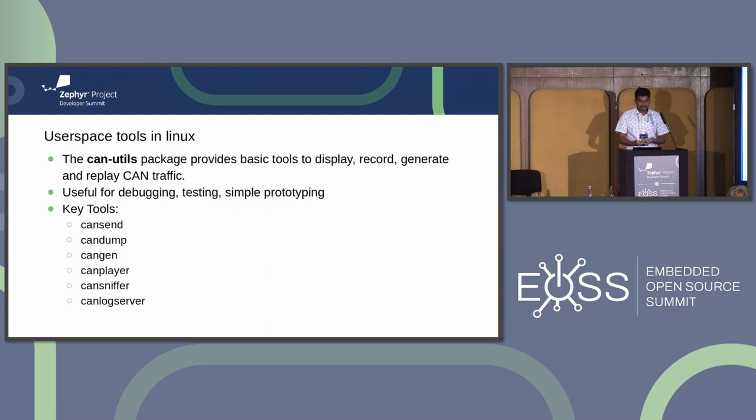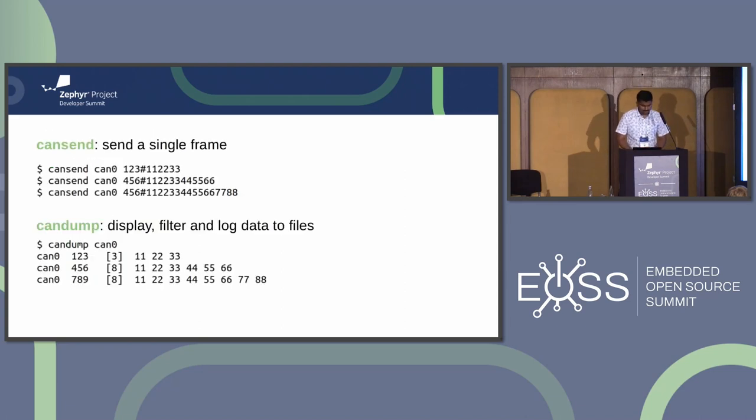The third one is cangen, which will generate random traffic in the network. Then canplayer, with the help of which we can view the logged data. Cansniffer is used to differentiate between the signals, and canlogserver. So this is a simple example to send and dump our data.